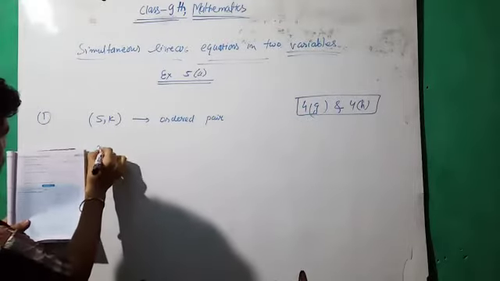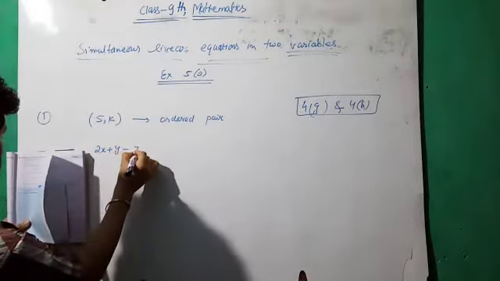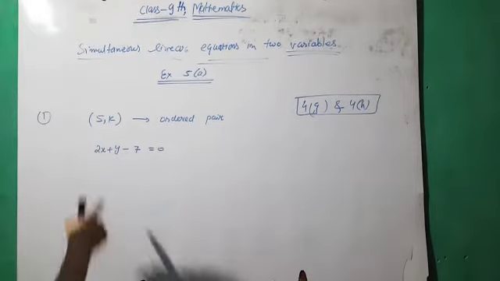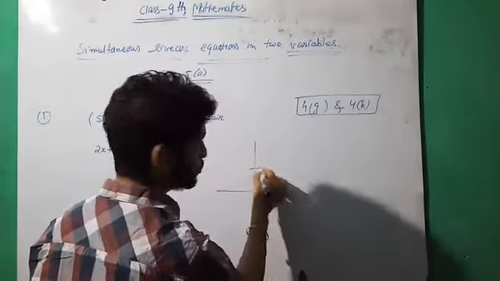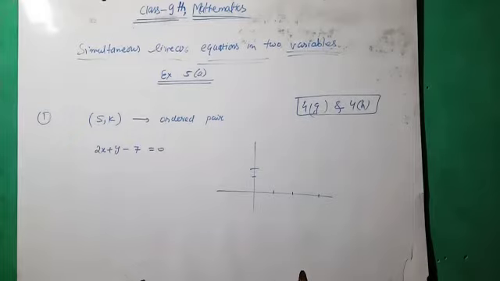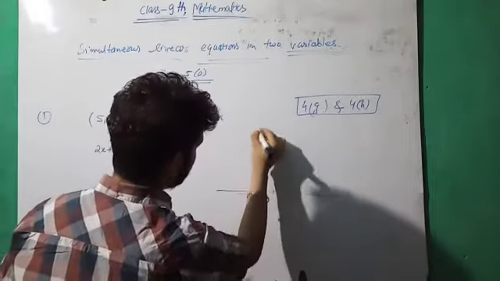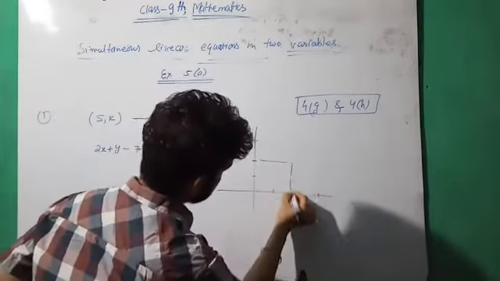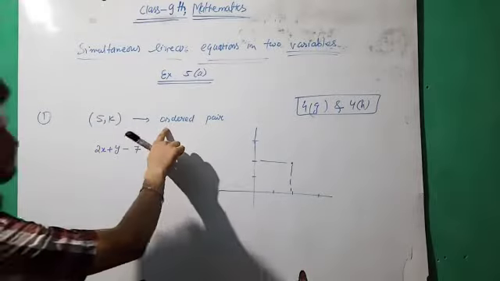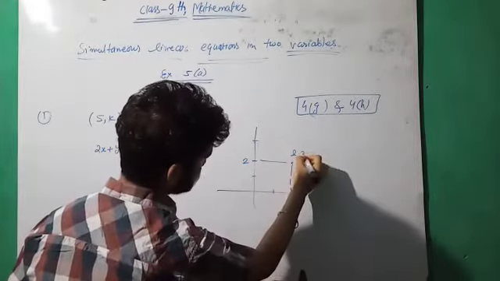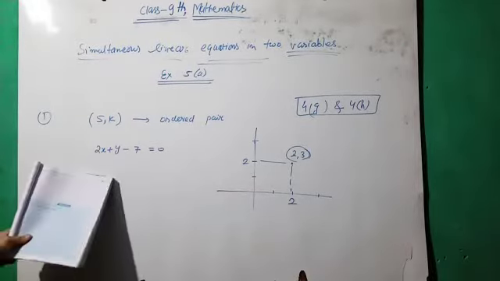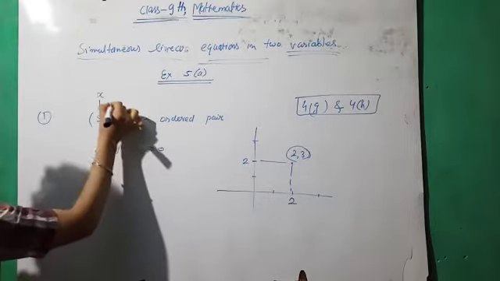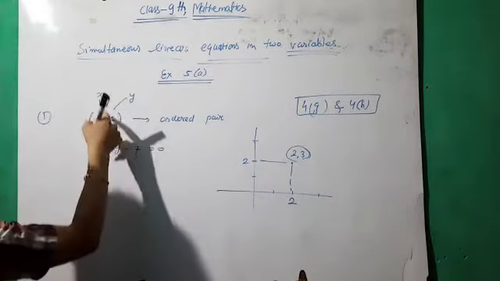Ordered pair. We have the equation 2x plus y minus 7 equal to 0. If you know coordinate geometry, 1, 2, 3, then an ordered pair means two values, like 2 comma 2. Similarly, 5 comma k is an ordered pair, and the equation is this. So this 5 represents x, and k represents y. Can we put this value in this equation?